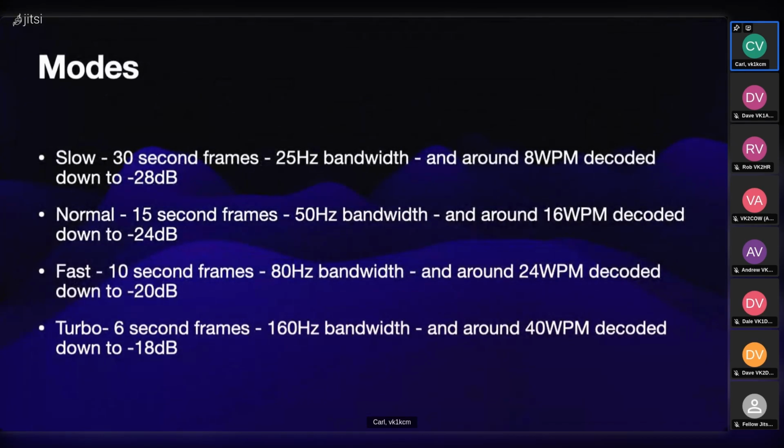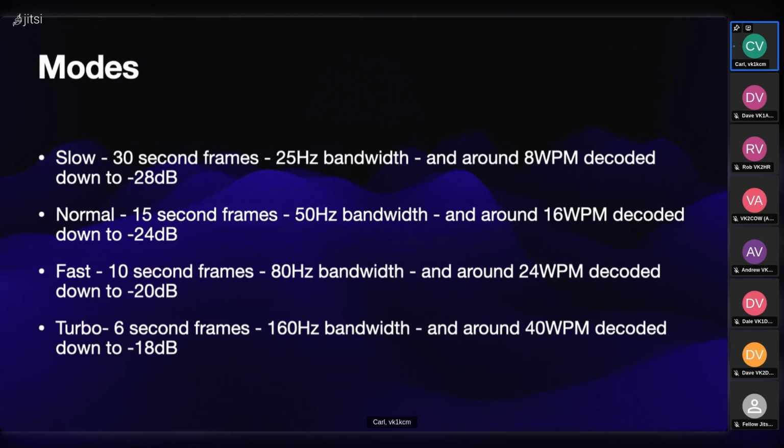Here we are. So each of the individual modes has a frame time. The slow mode takes 30 seconds to send a frame. A normal takes 15 seconds to send a frame. The fast takes 10 seconds. And the turbo 6 seconds. Bandwidths go up, of course, as the speed goes up. So a normal mode gives you about 16 words per minute.